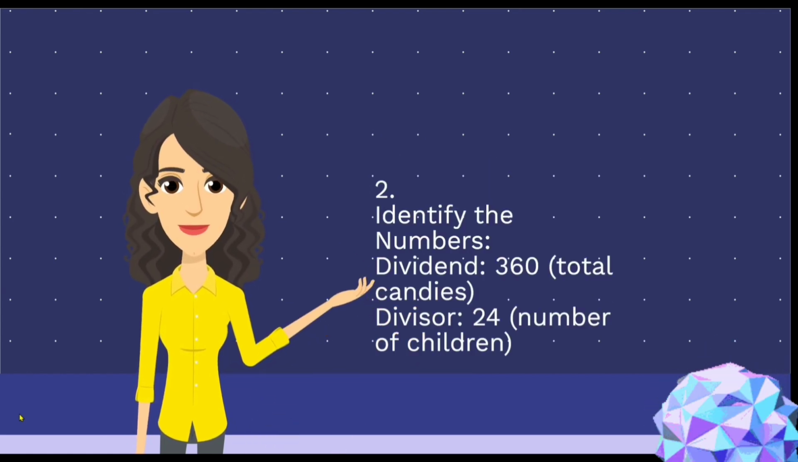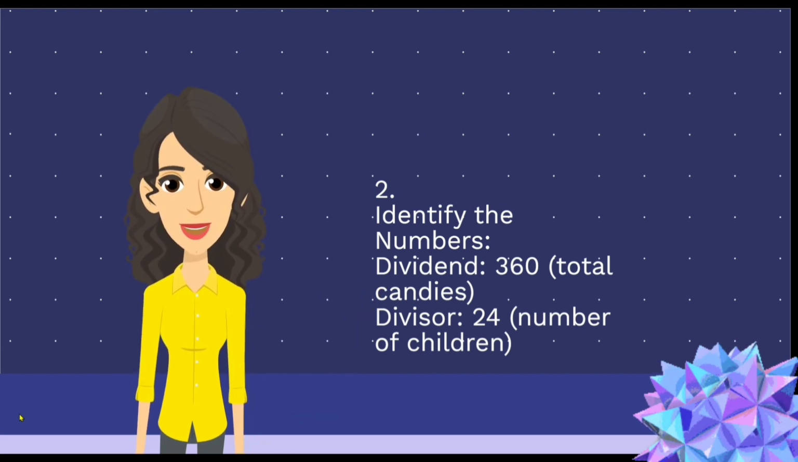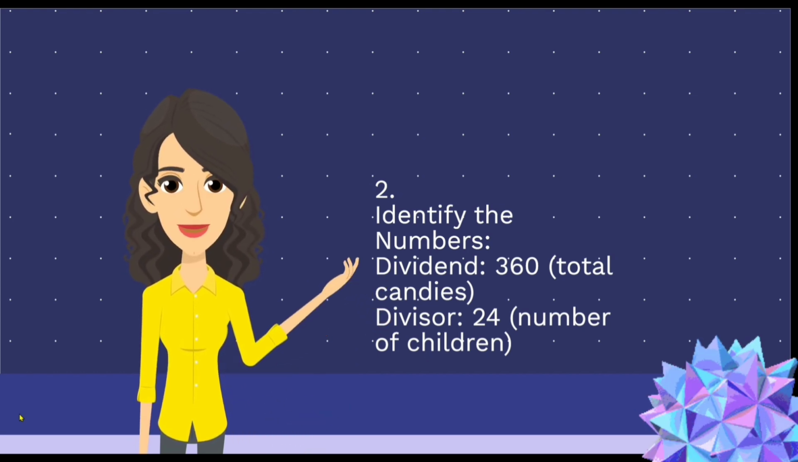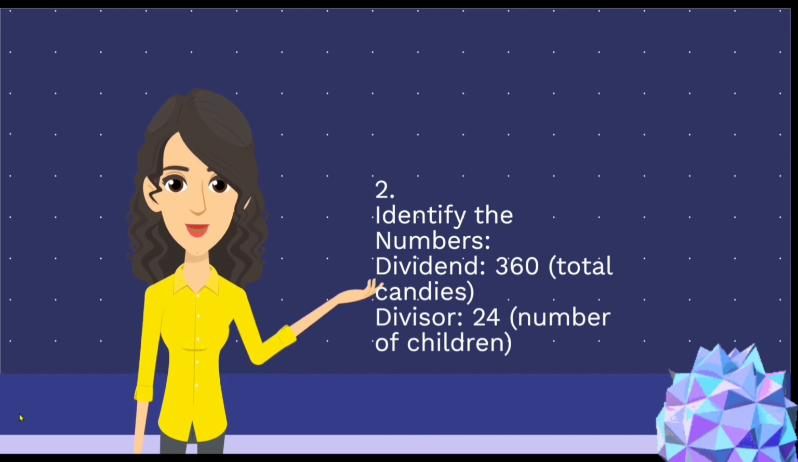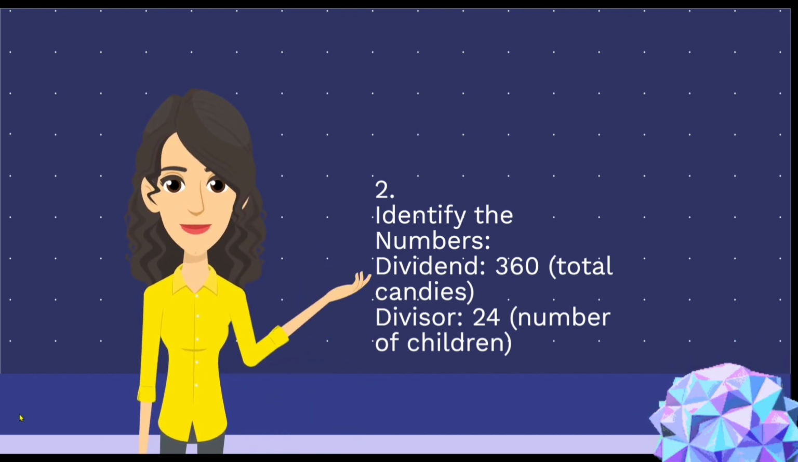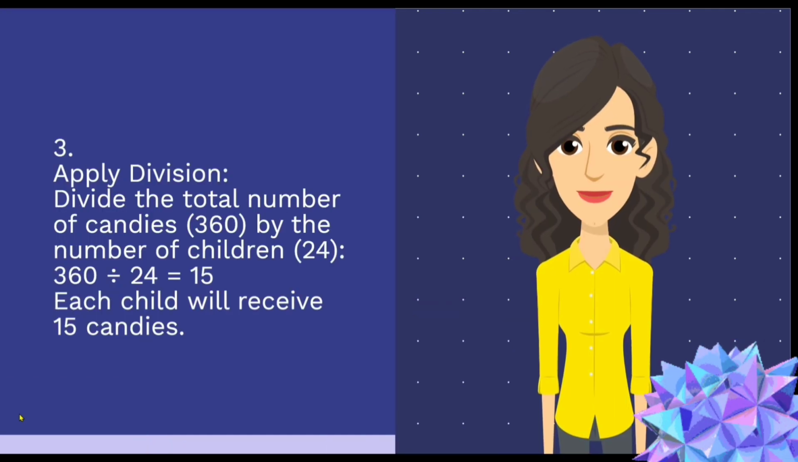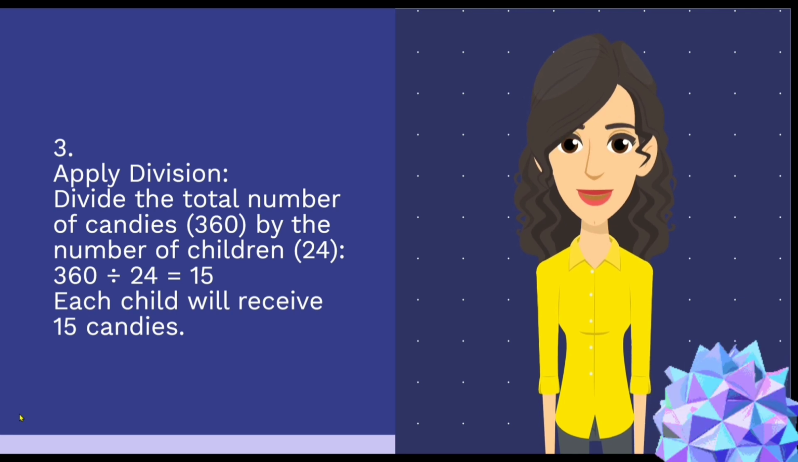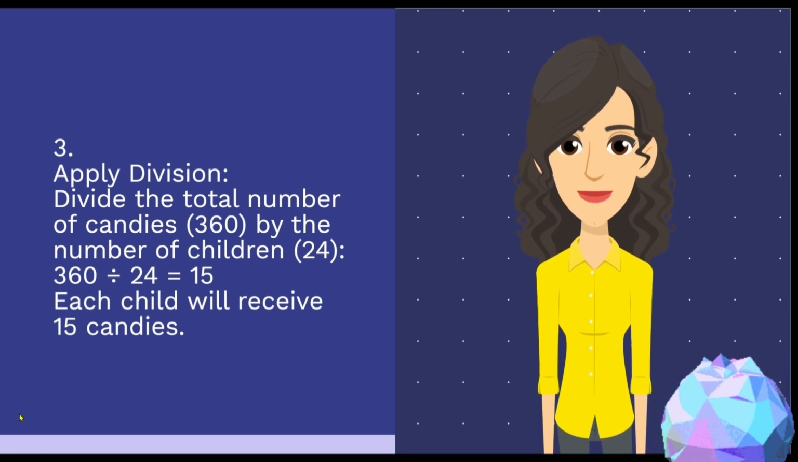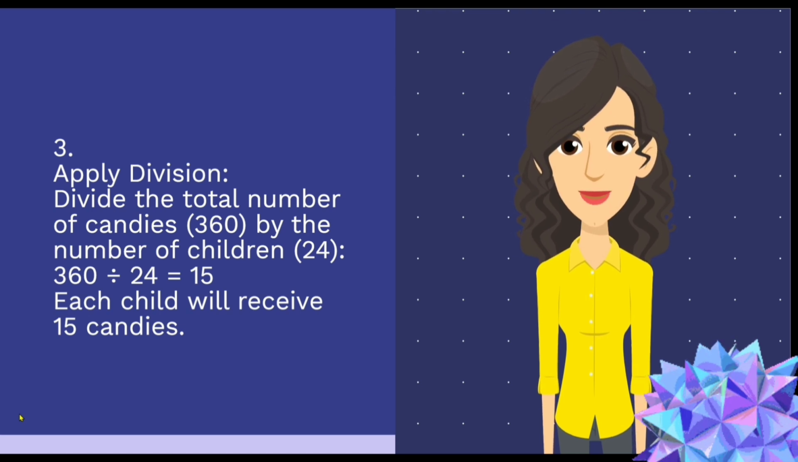2. Identify the numbers. Dividend, 360, total candies. Divisor, 24, number of children. 3. Apply division. Divide the total number of candies, 360, by the number of children, 24. 360 divided by 24 is equal to 15. Each child will receive 15 candies.